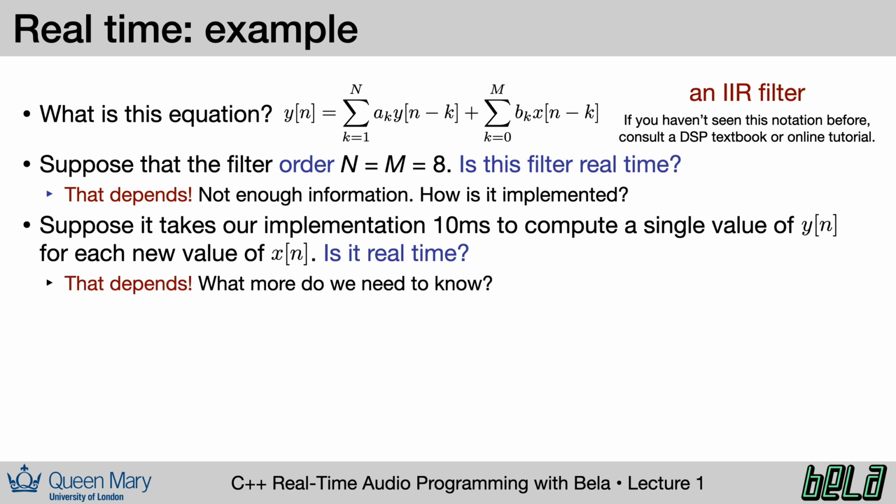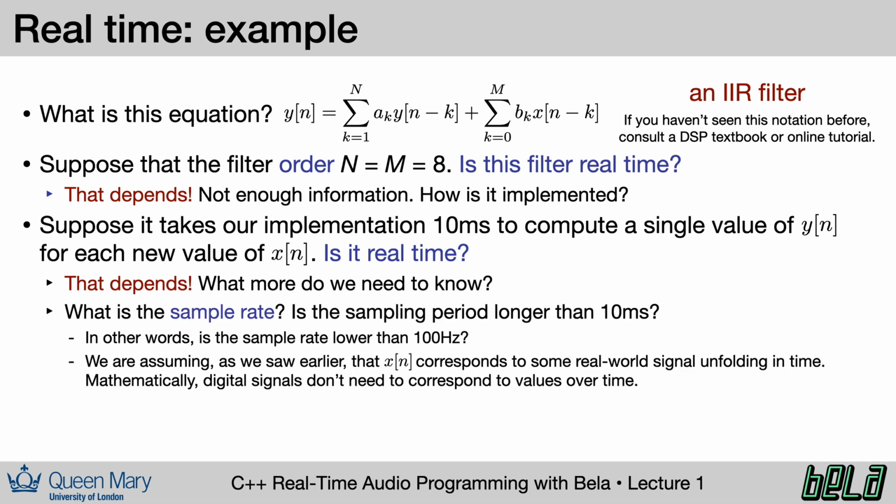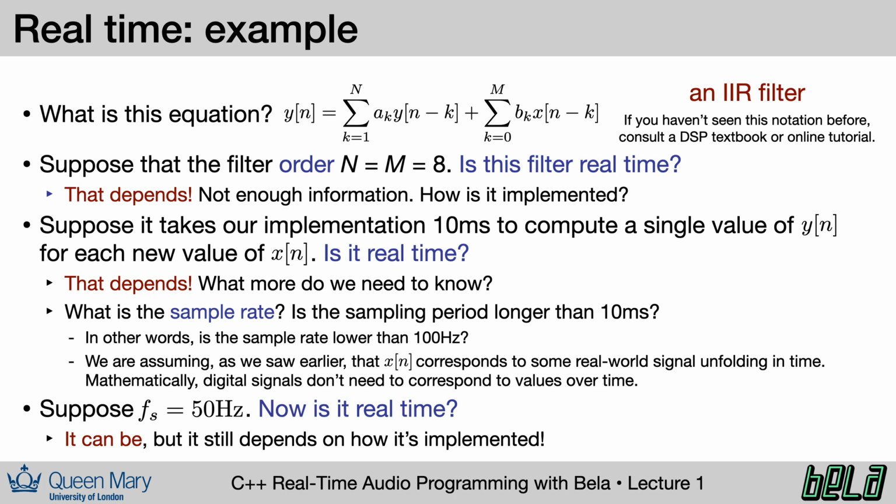What more do we need to know about this? We need to know, what is the sample rate of the system? Is it taking longer than 10 milliseconds for each successive sample to come in, or are the samples coming in more rapidly than 10 milliseconds? Because if the samples are coming in more frequently than 10 milliseconds, it can't possibly be real-time because we'll fall further and further behind. So finally, I'll tell you that the sample rate is 50 Hz. The sampling period is 20 milliseconds. Now is it real-time? Well, maybe. It could be real-time under these circumstances, but it is still up to us to come up with an implementation that guarantees that we'll finish every computation in a bounded amount of time.